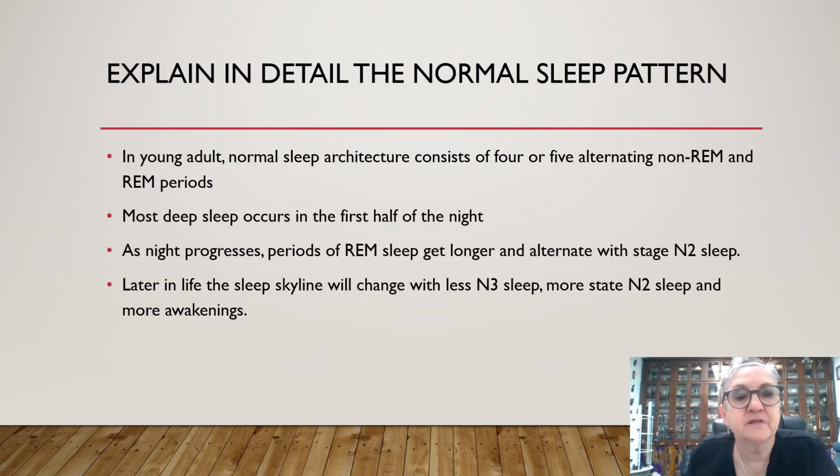In young adults, the normal sleep architecture consists of 4 or 5 alternating non-REM to REM periods. Most deep sleep occurs in the first half of the night. As night progresses, periods of REM get longer and will alternate with stage N2 sleep. Later in life, the sleep skyline will change with less N3 sleep, more N2 sleep, and more awakenings.